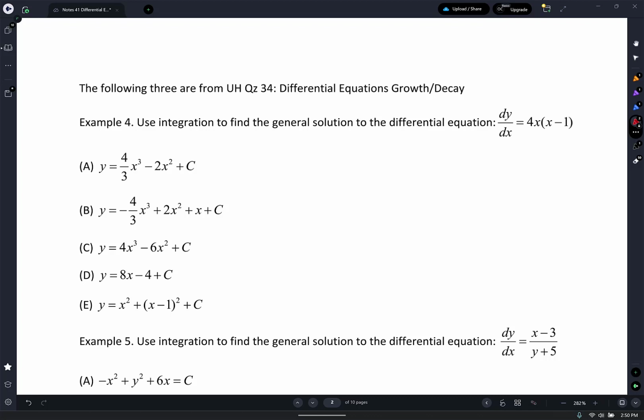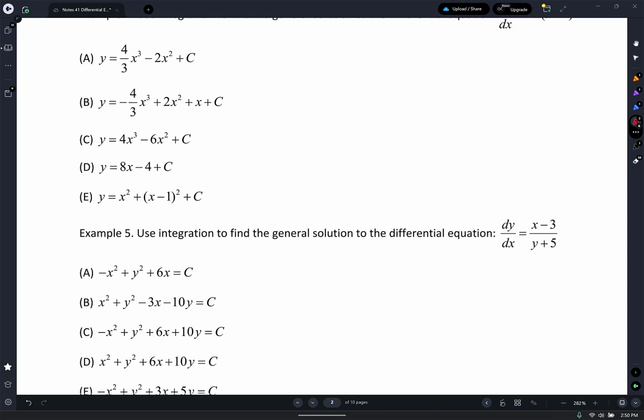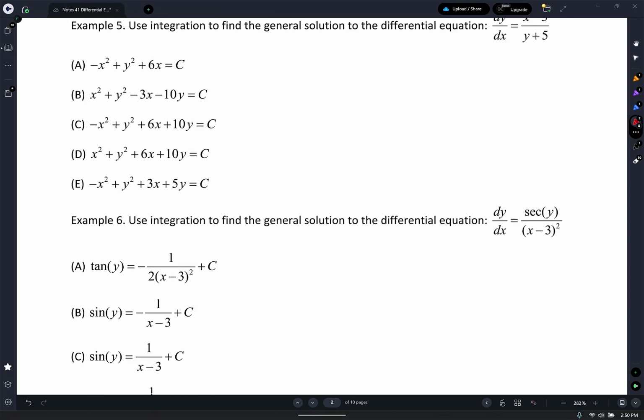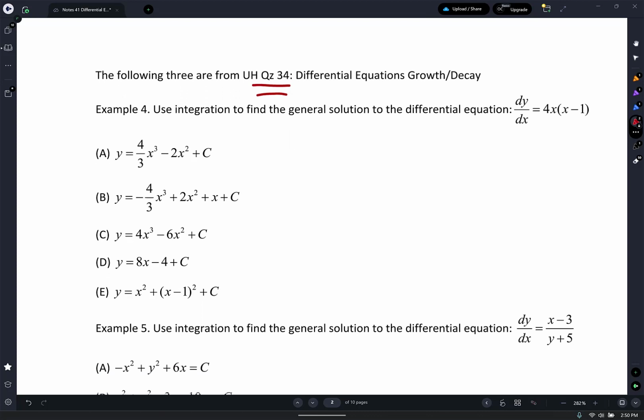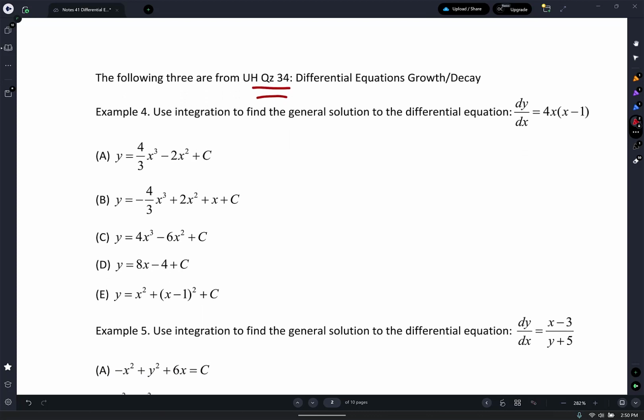You can see, here's that quiz 34 that I was telling you about to put in your calendars. You have a whole week and an extra day. These aren't all of them, but there's 3 of them right off the bat from that quiz. And it says, use integration to find the general solution to the differential equations. I know that it just has x's there, but let's get in the habit of separating the variables. So before you do anything, do this.